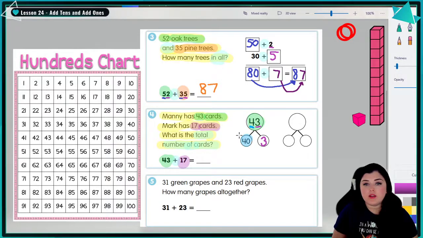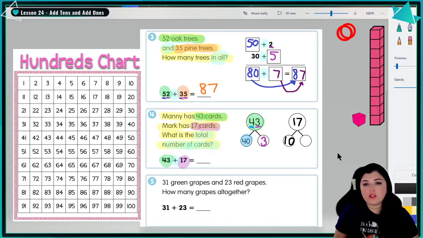Because 40 plus 3 more is 43. Then our next part, we already broke down the number 43. The next number is 17, so I'm going to write the number 17. I know that 17 has how many groups of 10? Look at your tens place. 1. There's one group of 10. If I have one group of 10, that makes the number 10. So I'm writing the number 10.